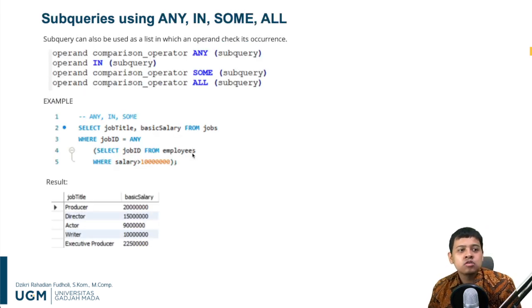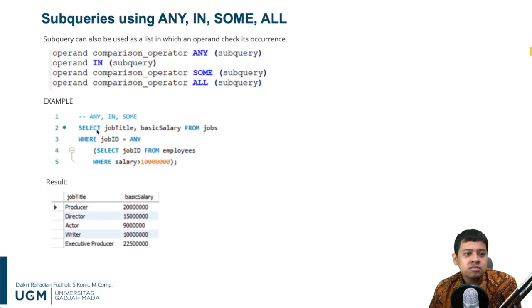Now we're going to use subqueries with any, in, some, or all. We can see here on each syntax any, in, some, and all. With in itself, we don't really need a comparison operator because in is already included as a comparison operator, but using any, some, or all, we need a comparison operator. Now let's see the example.